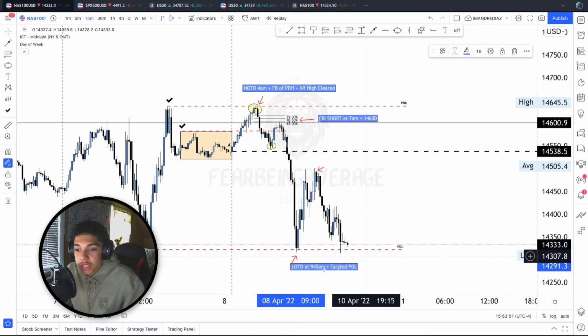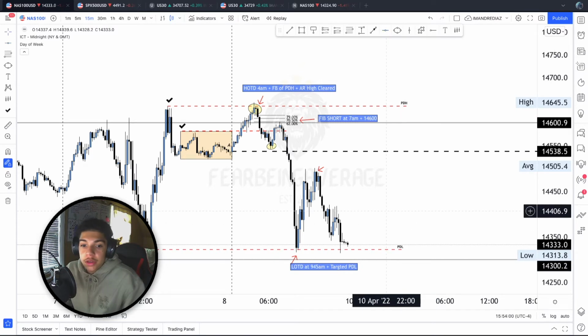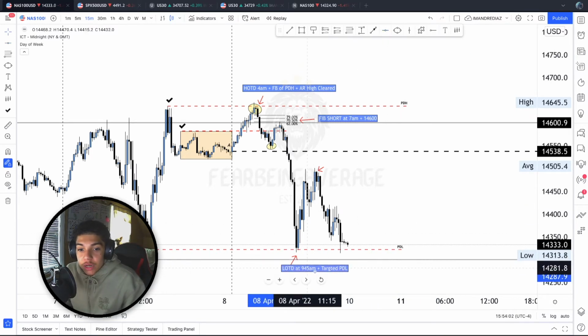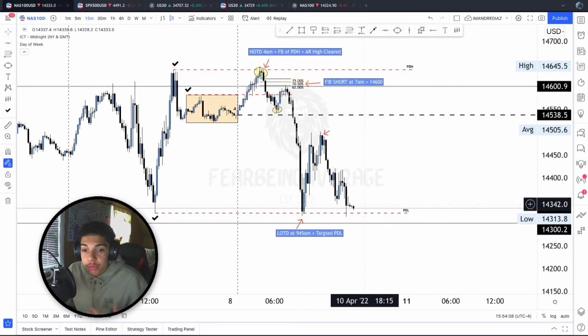We also got to pay attention to where we are price wise. Even though we didn't tap into it, we did come very close to this 14,300 level right here. So it is what it is. A lot of the time we're going to miss levels like this, but it's just part of the game. So we have this low of the day, 9:45 a.m. after targeting the previous day's low.